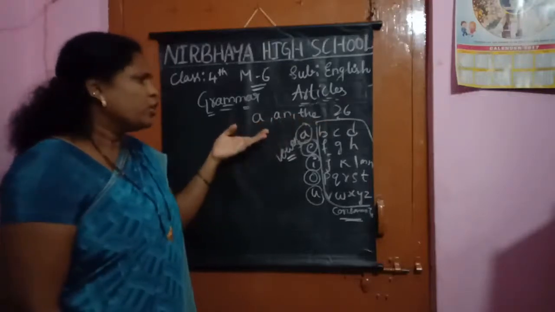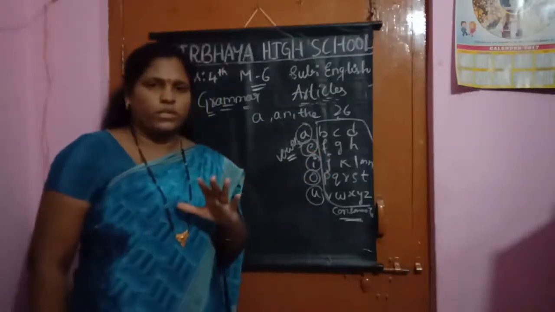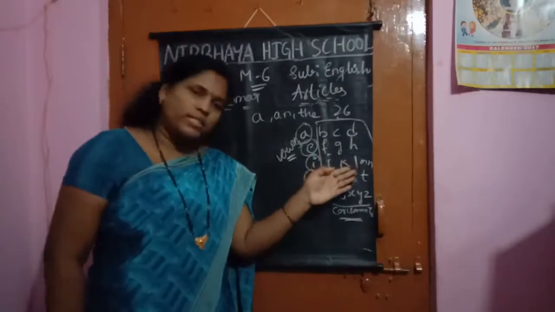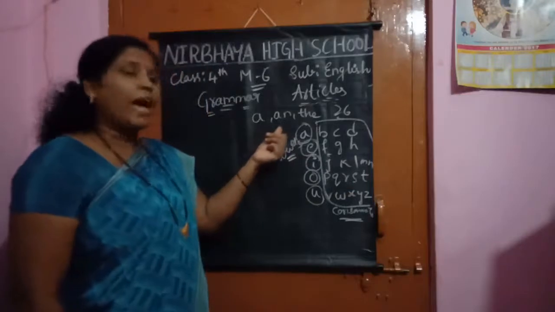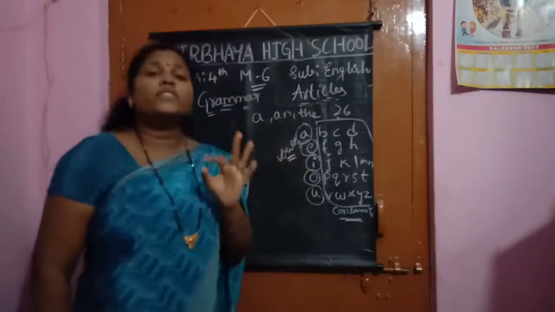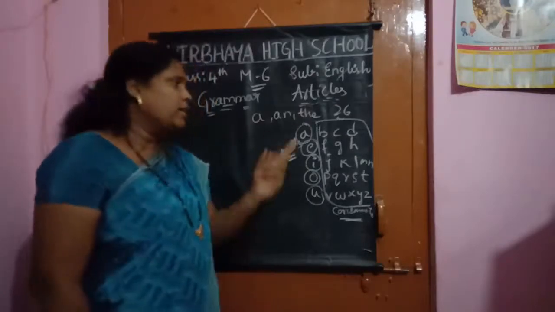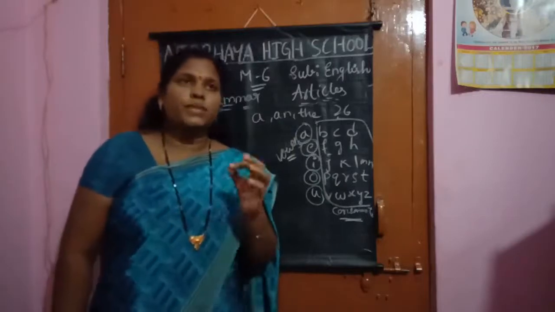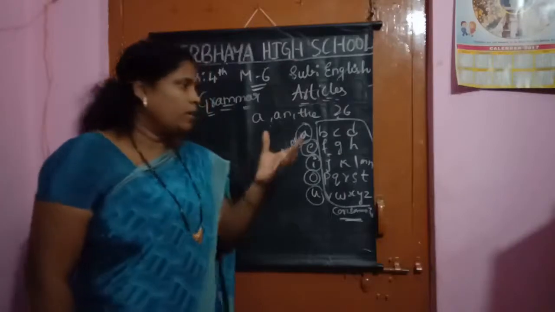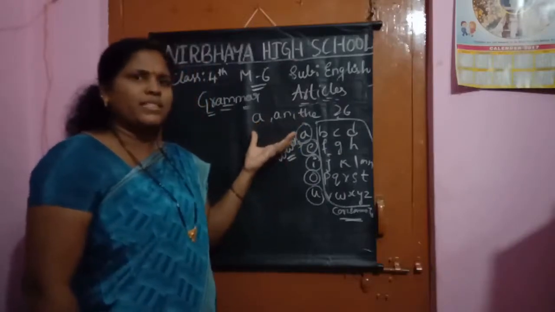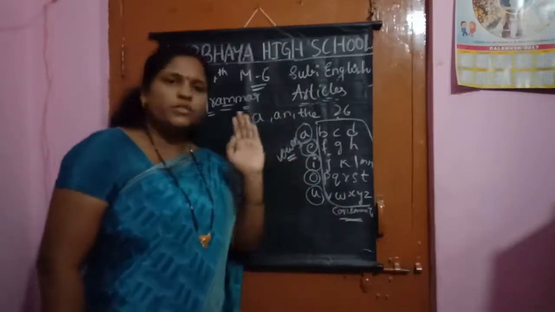Okay, children. First, generally, I will tell you, A is used before consonant sound words, for singular words. And an is used before vowel sound words. And the is used for a particular, a specific, a unique thing. Now, you have learnt this in your third class. A is used for consonant sounds, an is used for vowel sounds, the is used for unique things.